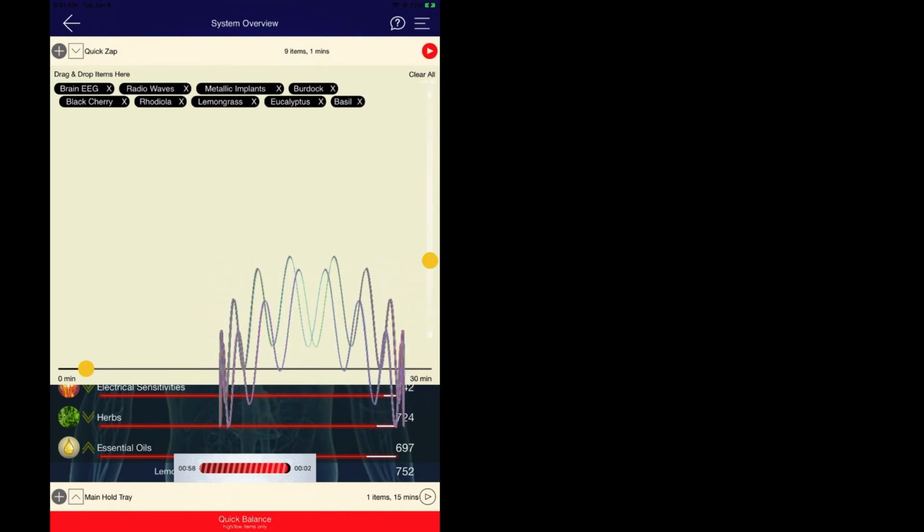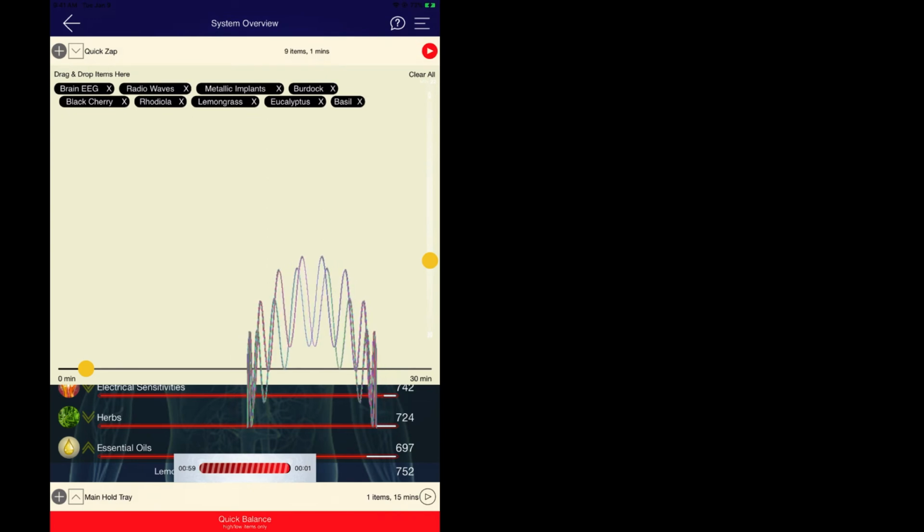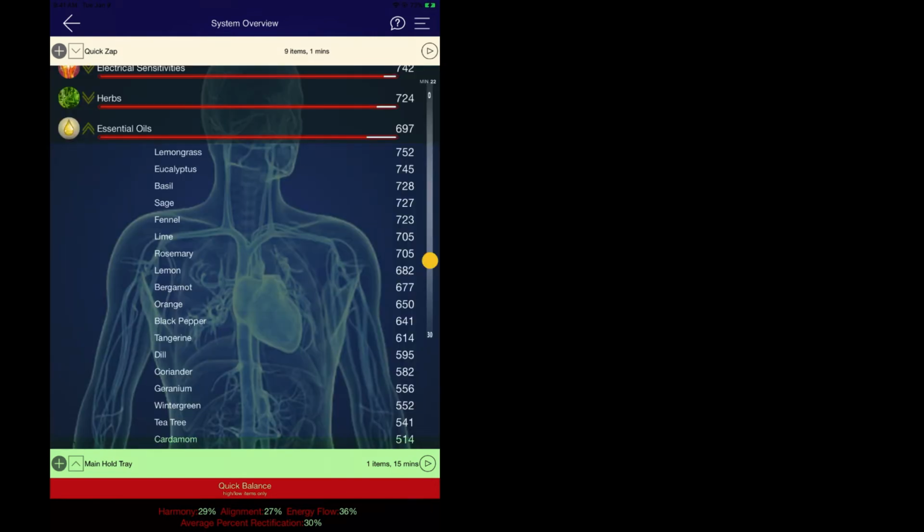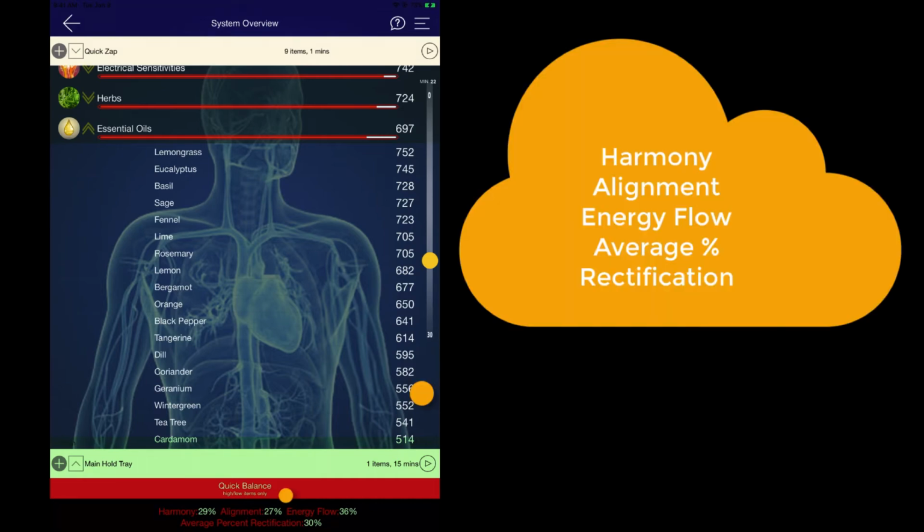So typically when we are looking at the statistical probability, it's going to give you 4 different results. And as you can see, the 1 minute balancing is now complete. And on the bottom, it is going to show us 4 different results: your harmony, your alignment, your energy flow, and then your overall percent rectification.